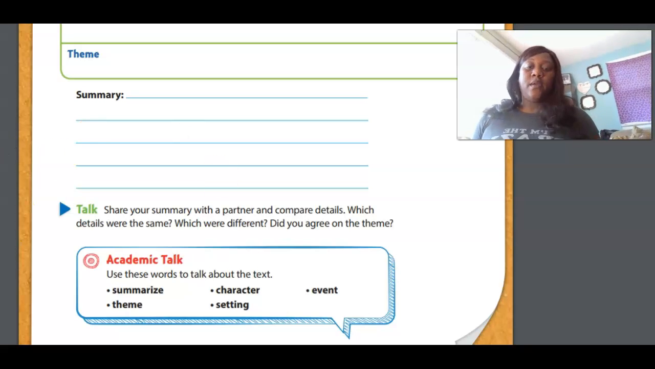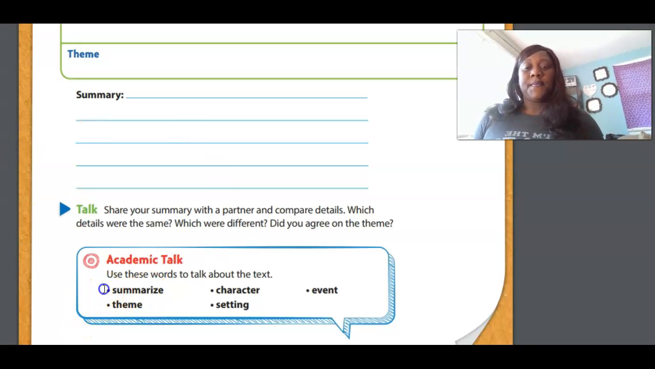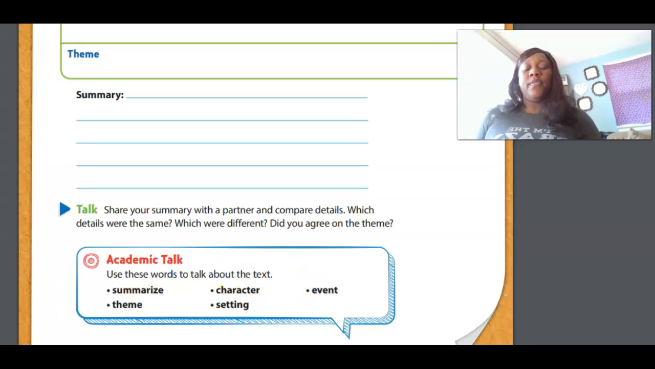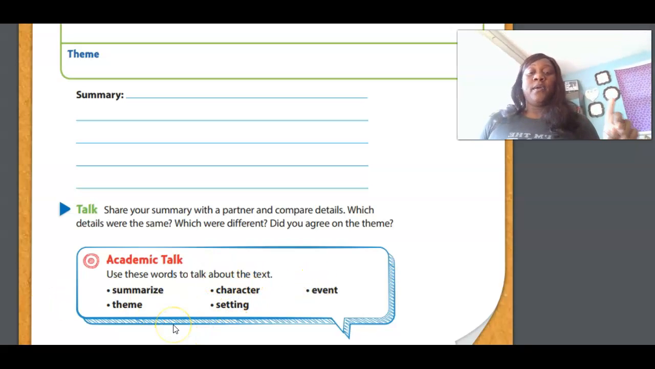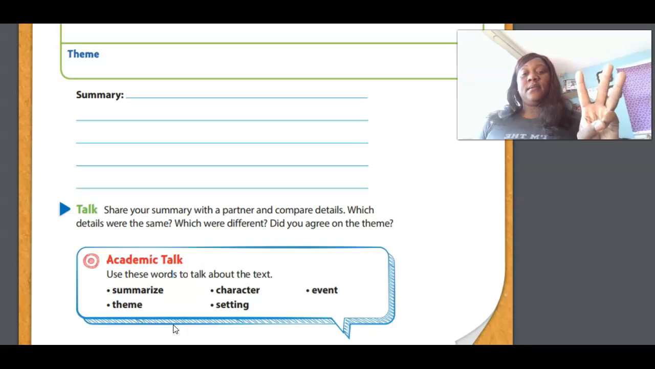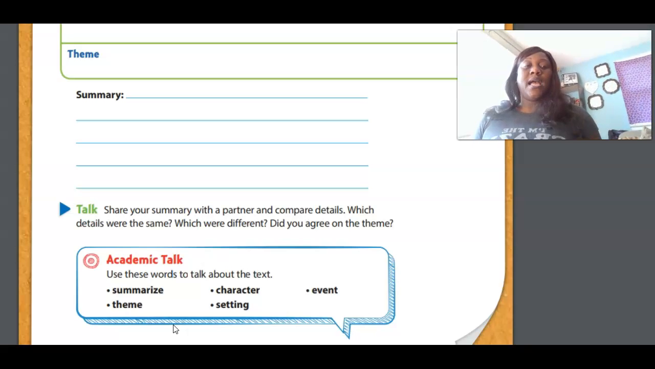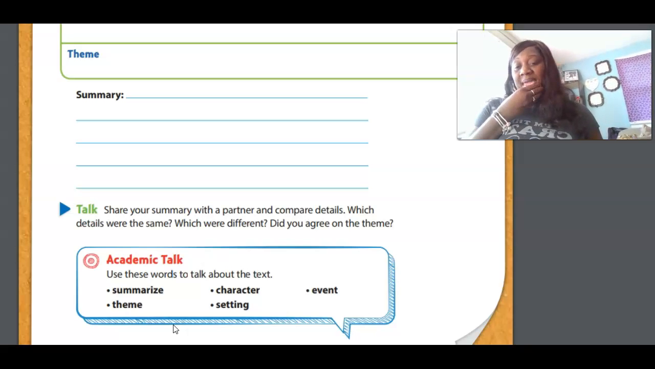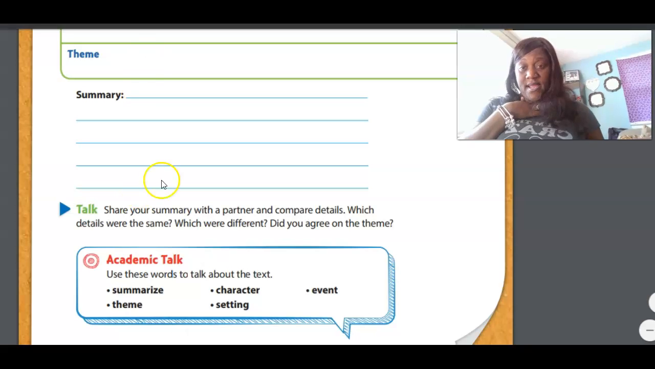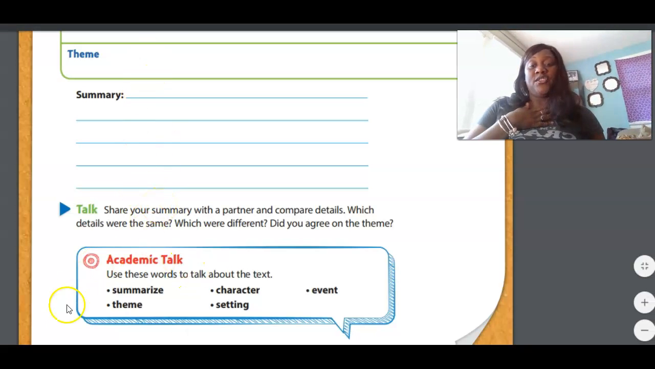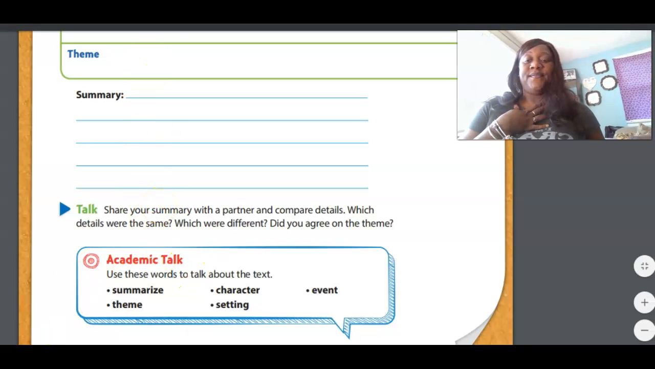And I want us to make sure that we look at our academic talk. These are the words that we should use when we're talking about summarizing. So number 1 is summarize. Number 2 is character. Number 3, the event. Number 4, the theme. And number 5, the setting. So your job now is to make a summary of the text using the information that I have provided for you.